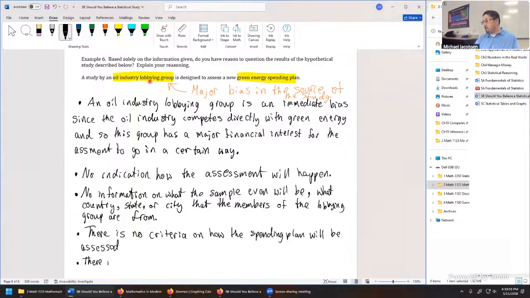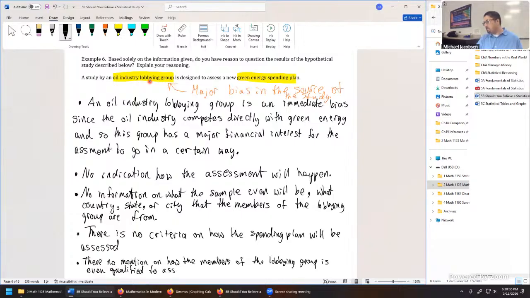There is no mention on how the members of the lobbying group is even qualified to assess energy. And I'll say here, green or otherwise.